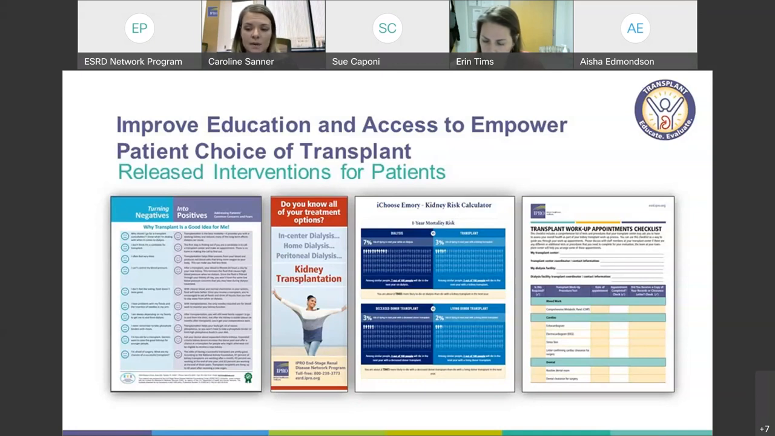Lastly, we shared the network's transplant workup appointment checklist to aid in the time and process from waitlist to referral. By having a tool that patients can take to work up appointments and check off completed tasks, this tool also includes a glossary of commonly used words that patients may hear when they're at these appointments.